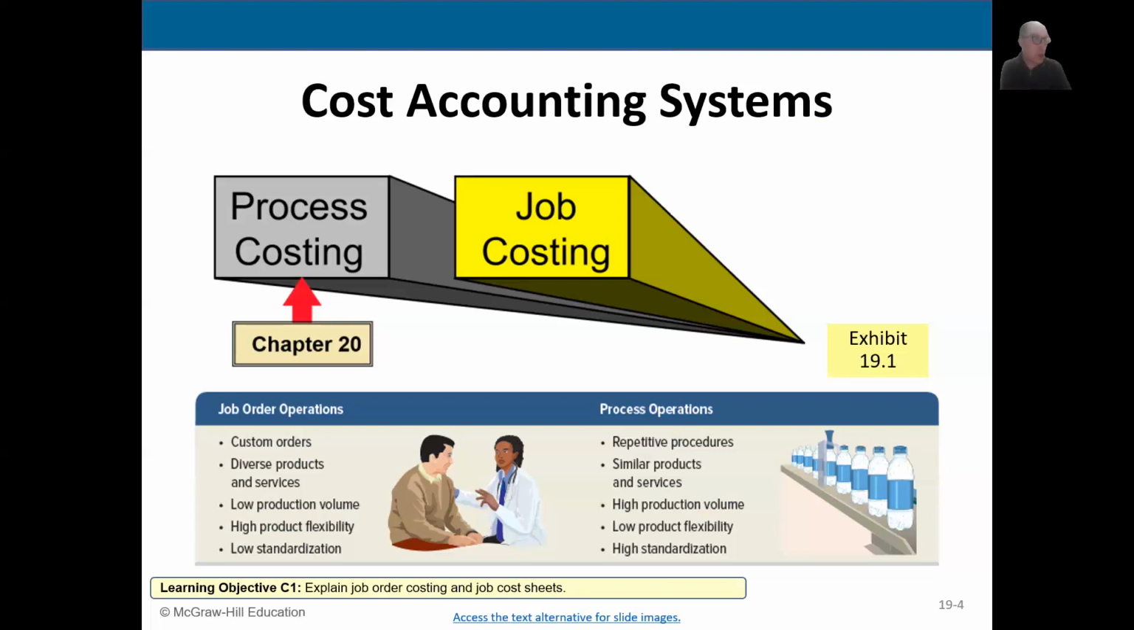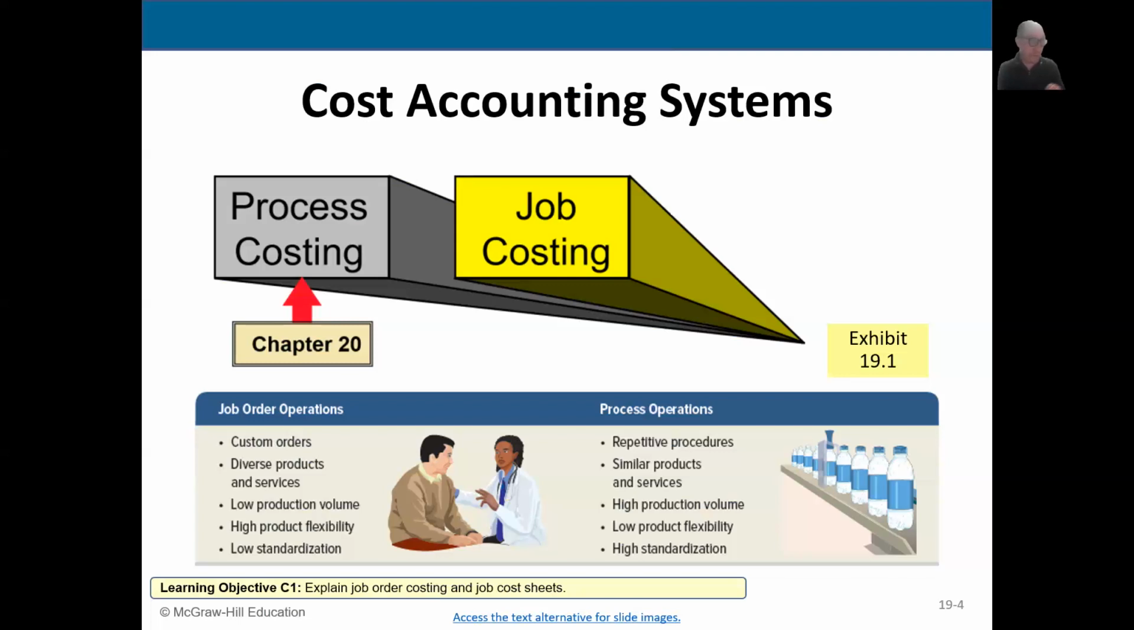Next week, we're going to talk about the other accounting system, which is called process costing. Process costing is continuous manufacturing. It's repetitive, high volume production, low product flexibility, high standardization. The products are either the same or very similar in nature.